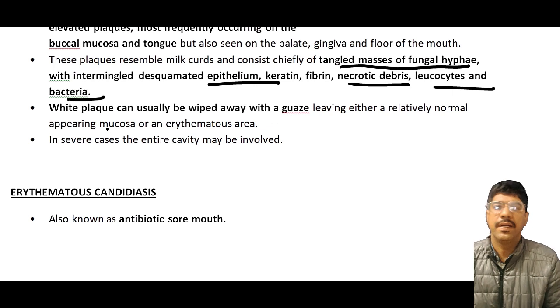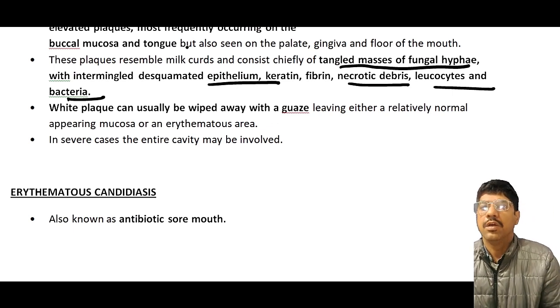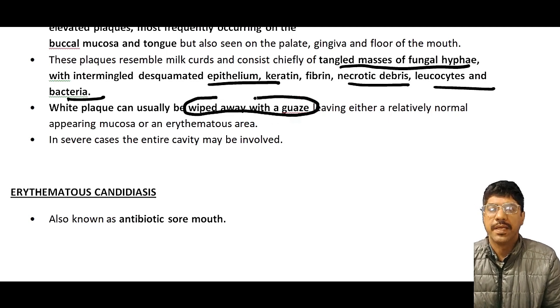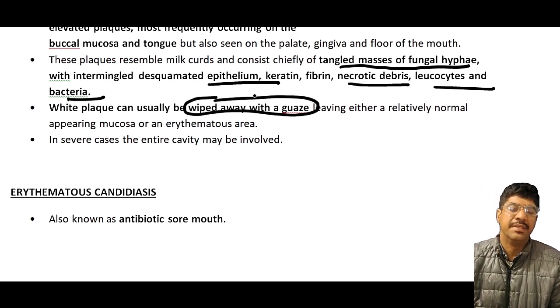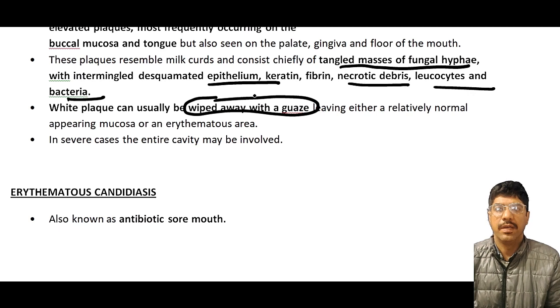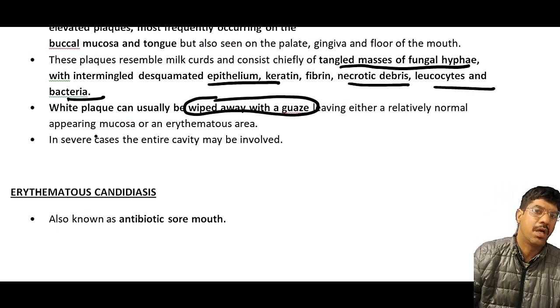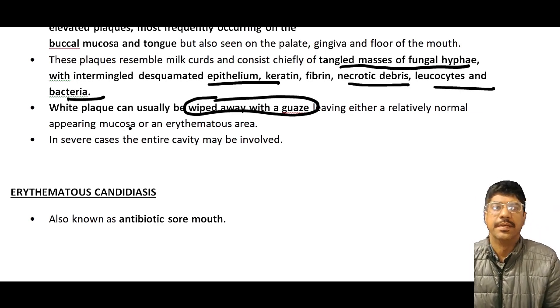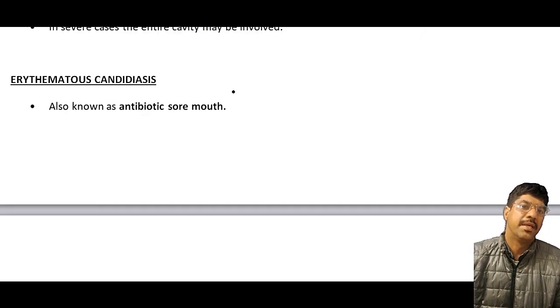Now remember, important is that white plaque can usually be wiped away with a gauze. So when you take a gauze and wipe it, it can be easily wiped off, leaving a relatively normal appearing mucosa or erythematous area. Other form is erythematous candidiasis.